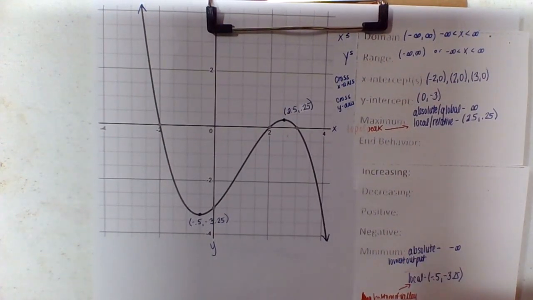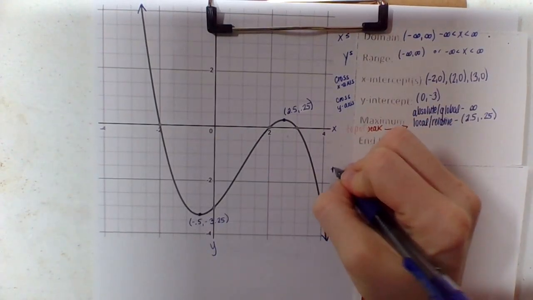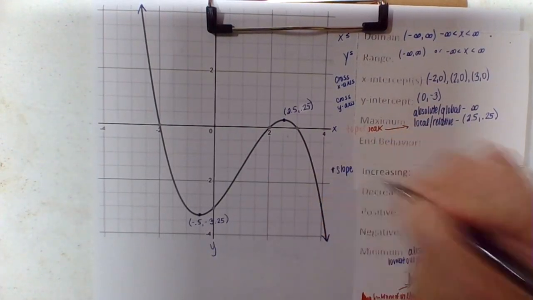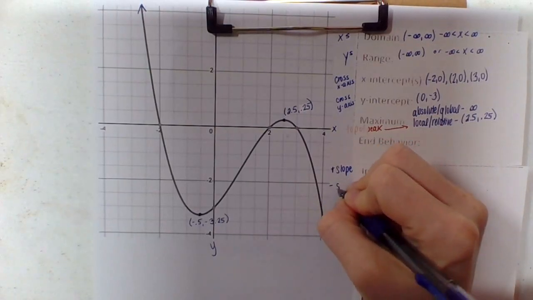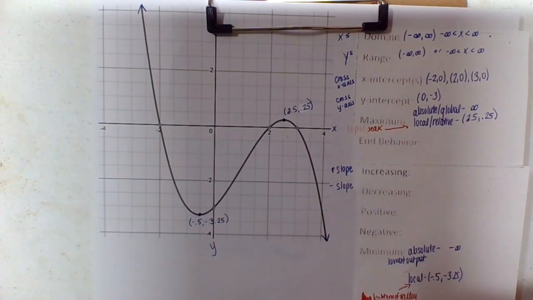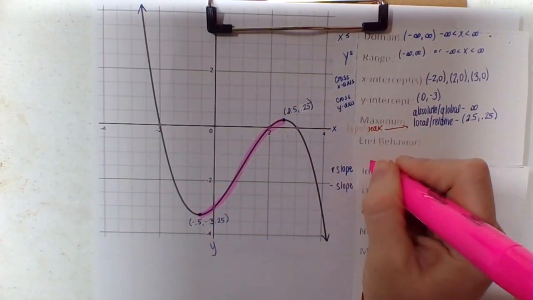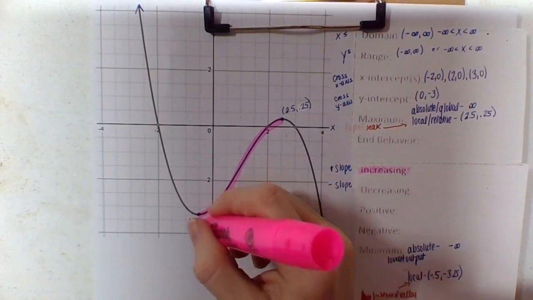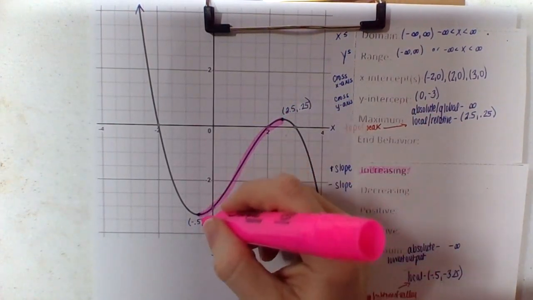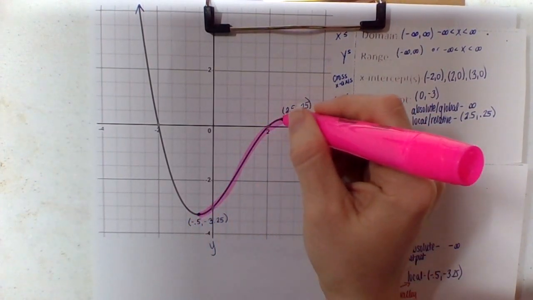Now, I want to figure out, where am I increasing? Increasing is a positive slope. So decreasing would be a negative slope. So to figure out positive versus negative slope, positive is when we're going uphill. Your slope is going to look something like this. Negative slope is going to be the other way around. So I'm going to mark up on this graph everywhere that has a positive slope. So like if you're on that roller coaster, you're going uphill.